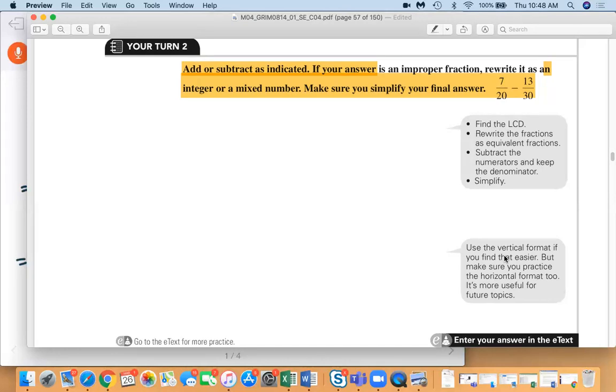So 21 minus 26 is on the top. 60 stays on the bottom. 21 minus 26 equals -5 all over 60. Is that simplified? You guys tell me.